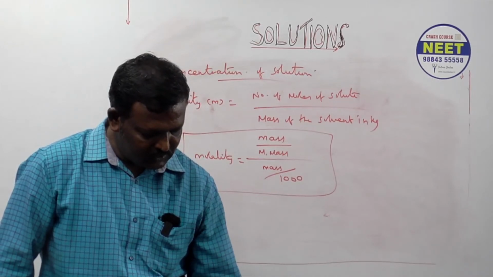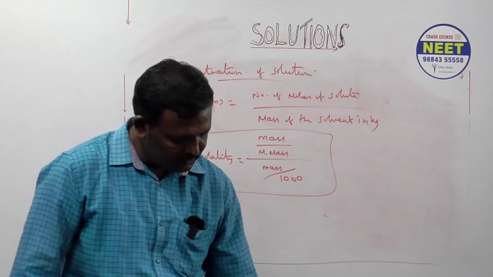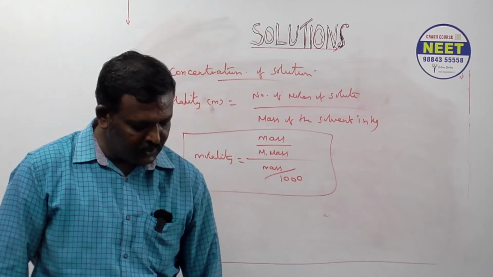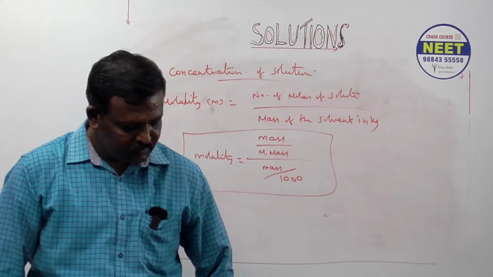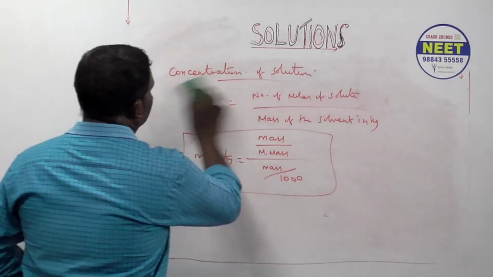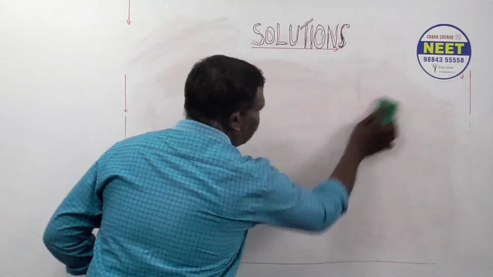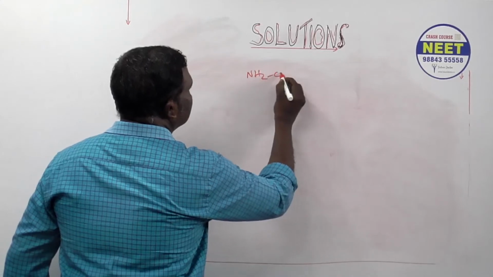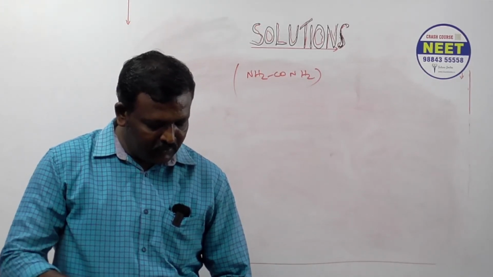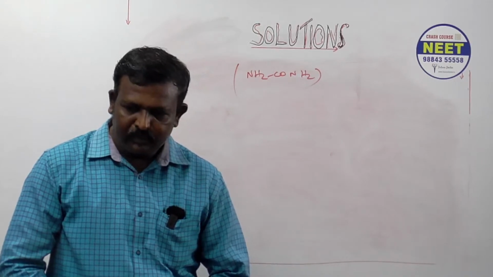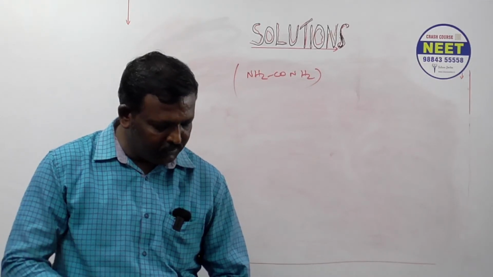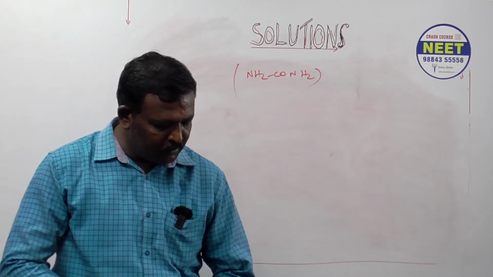I will give one sum, you can do it yourself. Molality we have done already. A simple sum: calculate the mass of urea, NH2CONH2 is the formula for urea, required in making 2.5 kilogram of 0.25 molal aqueous solution.